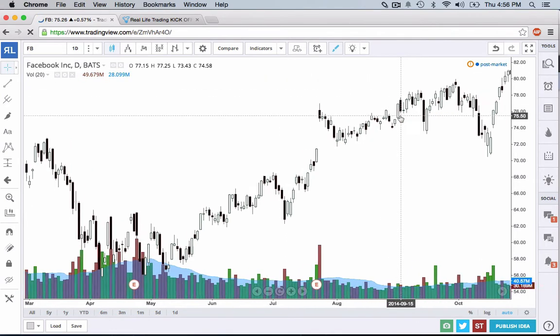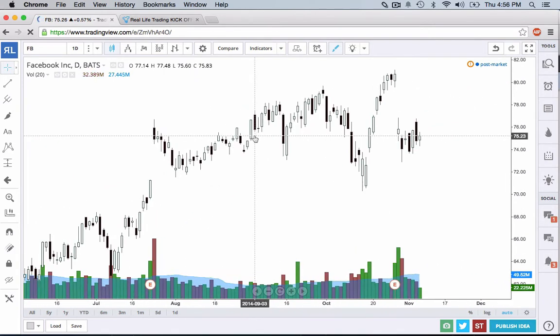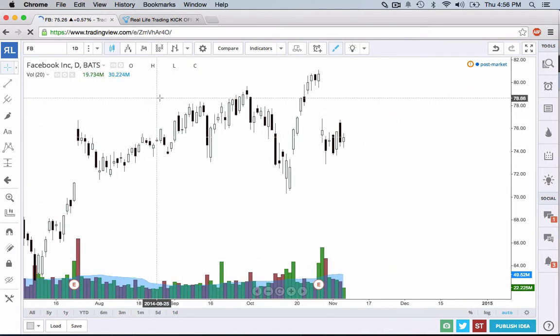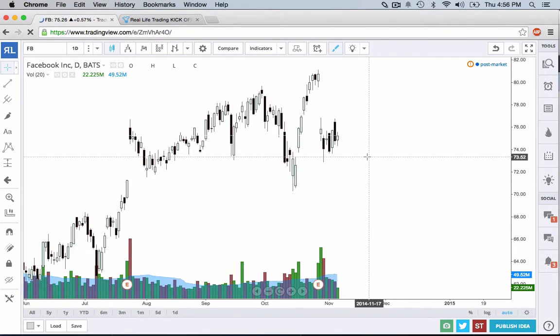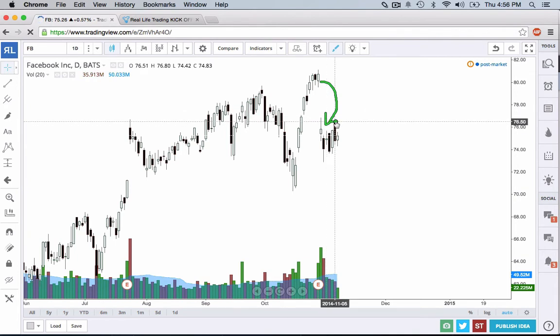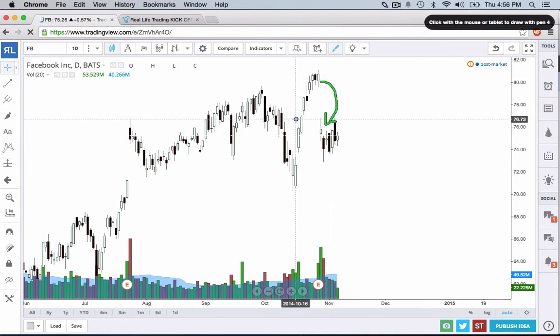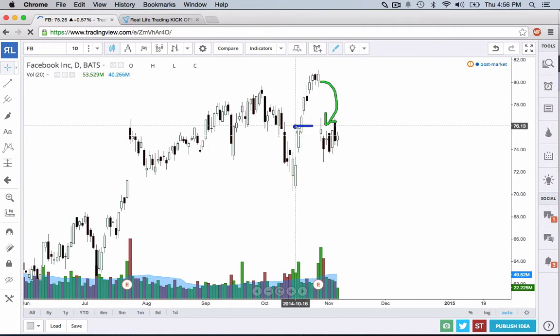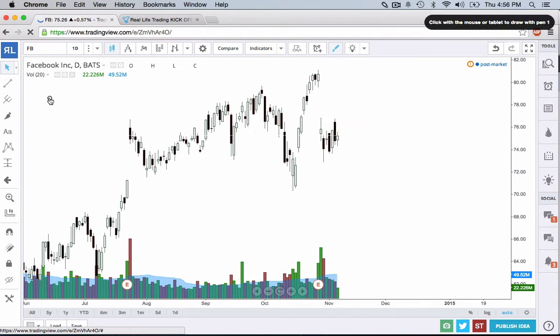So let's talk about Facebook for the moment. Looking over at Facebook, what I am looking at is this gap. This gap is really interesting to me. This gap down did in fact trap a lot of people. So had someone bought, let's say above the blue line, well, actually realistically a little bit lower. If they bought anywhere above the second blue line, which is about 75.49, they were trapped, right? They were immediately losing money when the market opened.